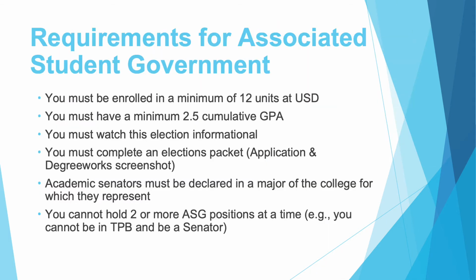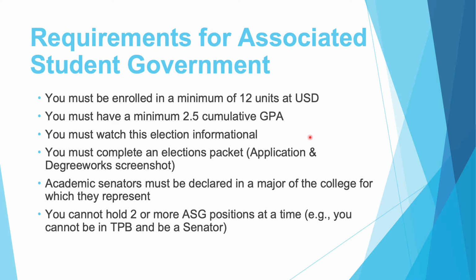Okay, requirements for ASG. This is essentially what you got to bring to the table in order to join this phenomenal organization. The first one is that you must be enrolled in a minimum of 12 units at USD, unless you are a graduating senior and it's a little different for you. The second one is that you must have a minimum 2.5 cumulative GPA. Pretty straightforward. The third one is that you must watch this well-made election informational before you fill out the application. And trust me, I will know if you didn't.